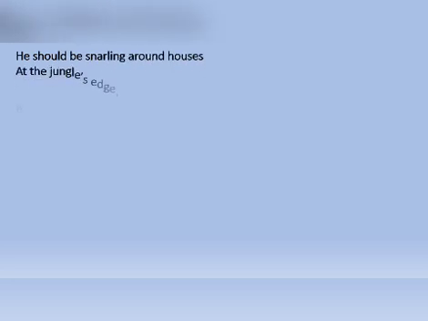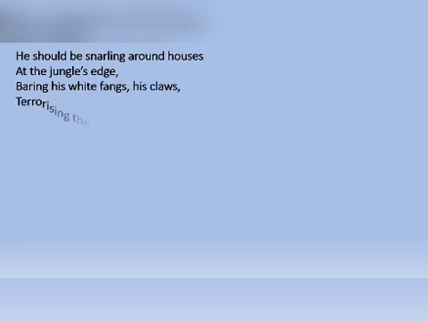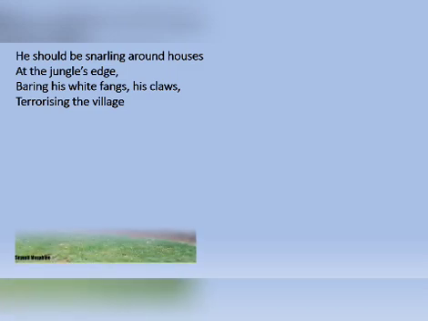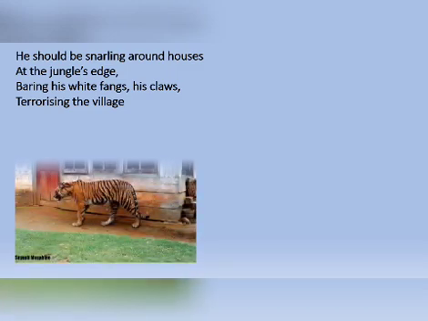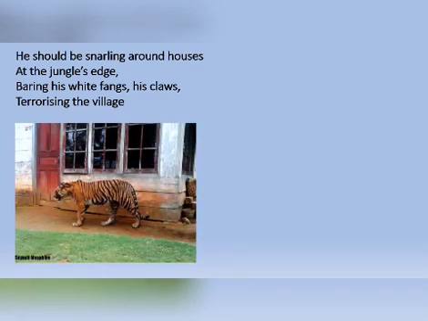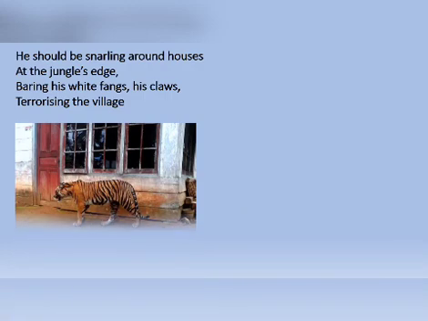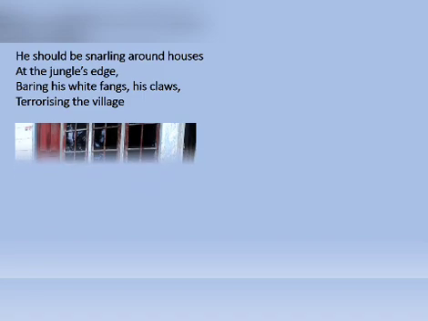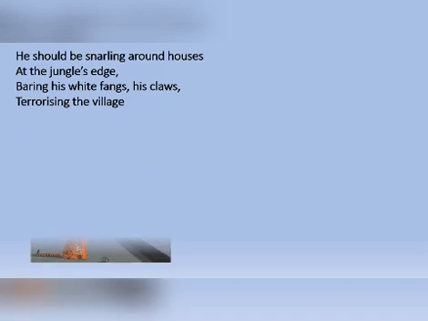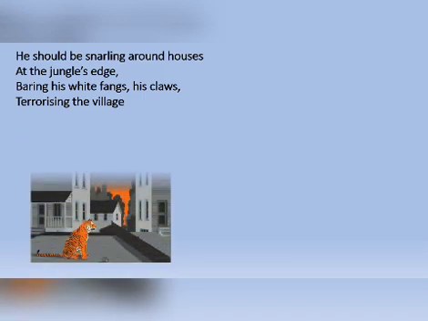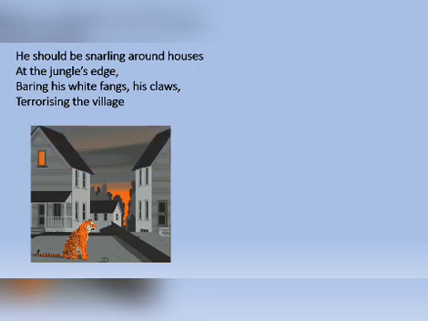The next stanzas of the poem goes like this. "He should be snarling around houses at the jungle's edge, baring his white fangs, his claws, terrorizing the village." In this stanza, the poet says that even though he would prefer the tiger to live in the wild, it is not as if it would lose all touch with human civilization. He imagines what the tiger will do in case he failed to find any prey in his natural habitat.